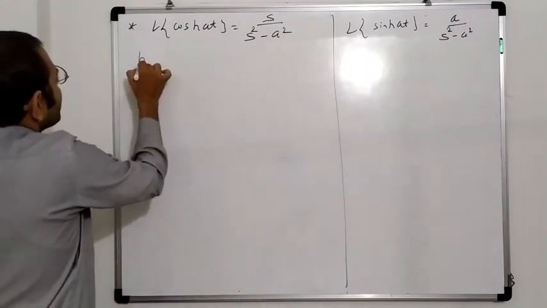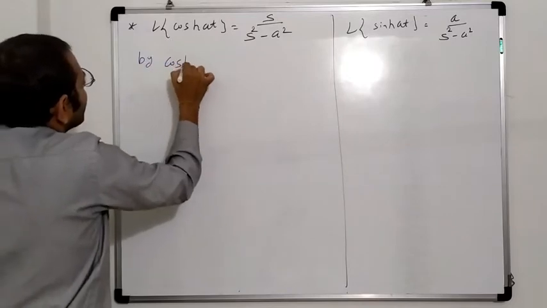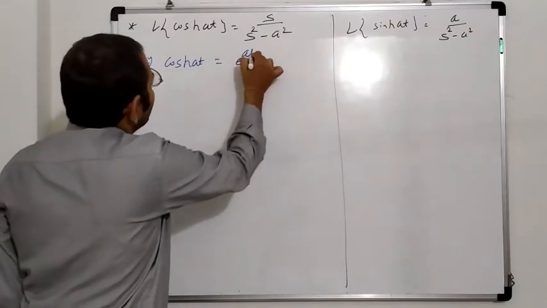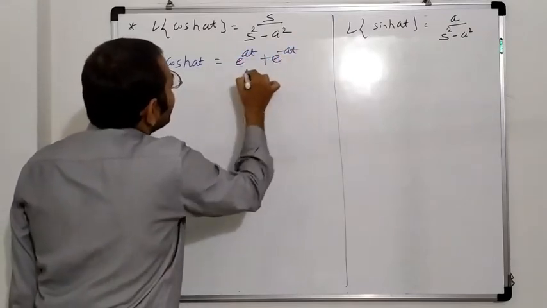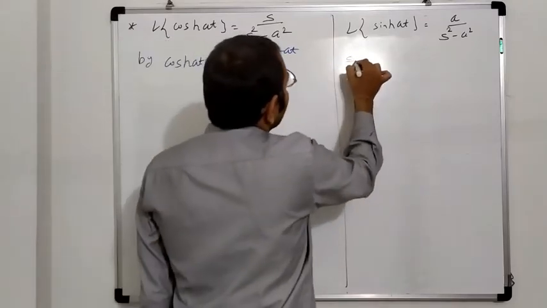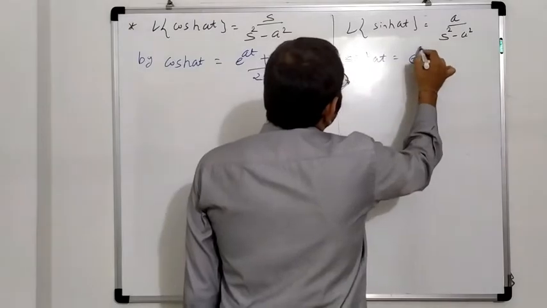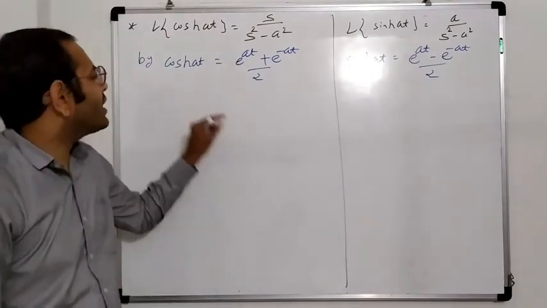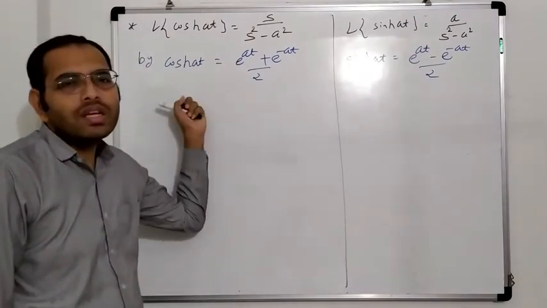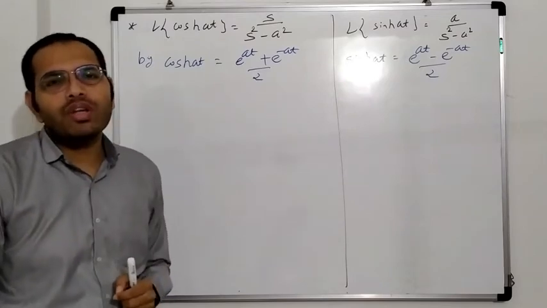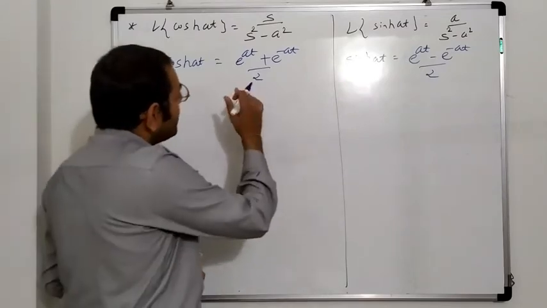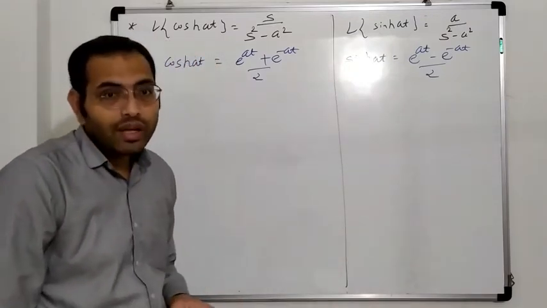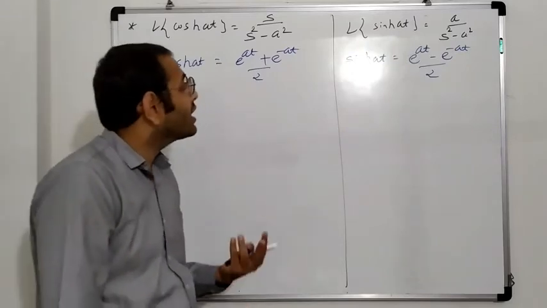First of all, the basic formula: we already know cosh at equals e raised to at plus e raised to minus at, by 2. Similarly, sinh at equals e raised to at minus e raised to minus at, divided by 2. That is the relation between hyperbolic functions and exponential functions. From these two formulas, we can find tanh at, sech at, cosech at, coth at, etc.